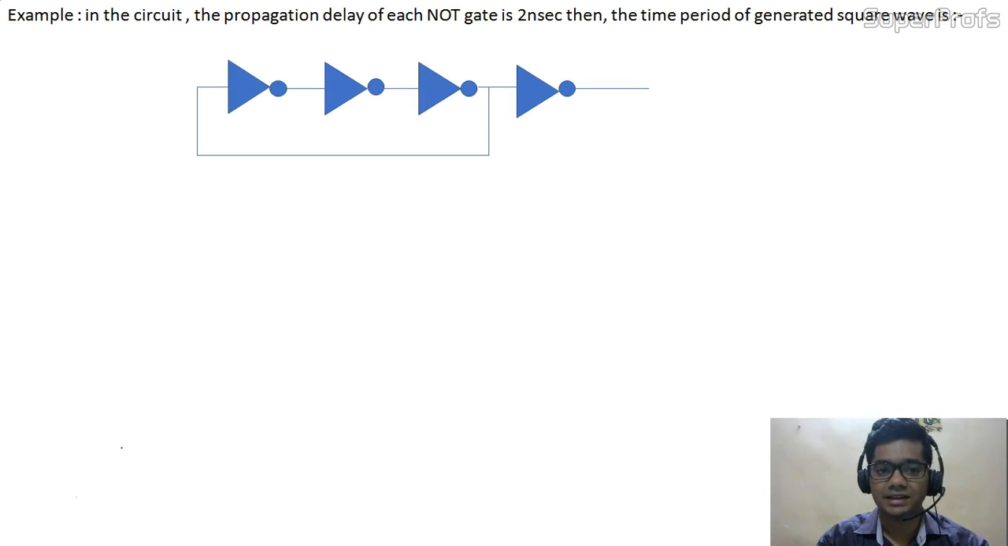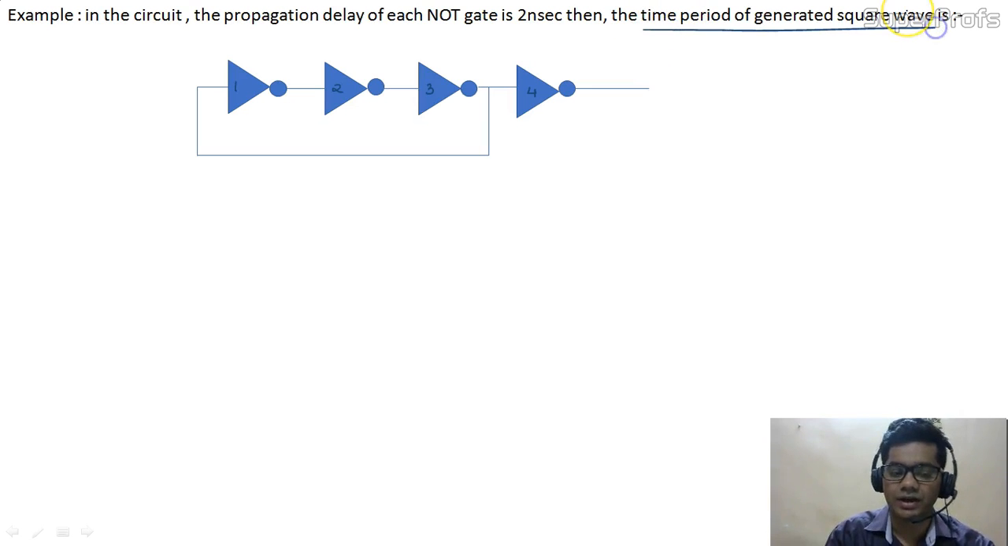In the circuit, the propagation delay of each NOT gate is 2 nanoseconds. What is the time period of the generated square wave? The propagation delay for each NOT gate is given as 2 nanoseconds. There are 4 NOT gates connected in this way, and there is a feedback after the third NOT gate. So we have to calculate the time period of the generated square wave. First, students, write yourself what the answer would be. Then I will explain what the answer should be.